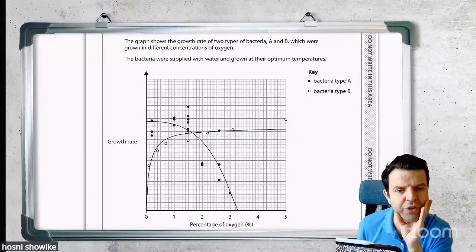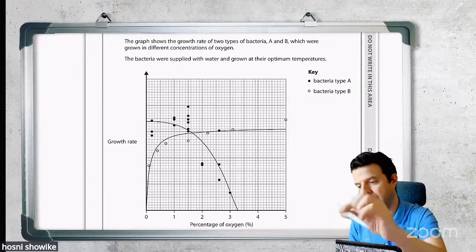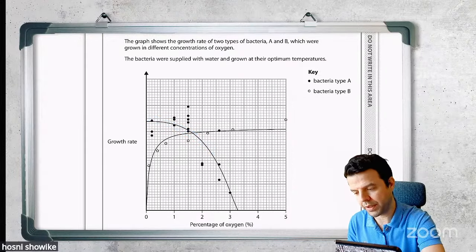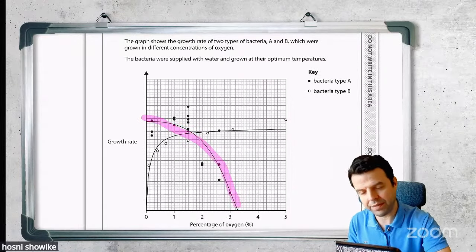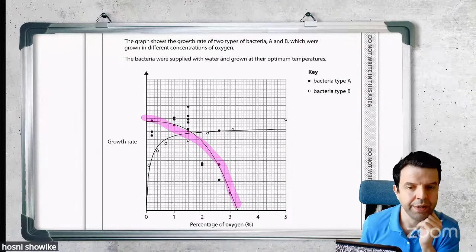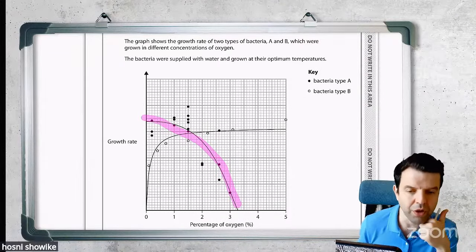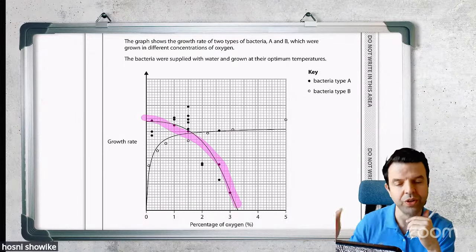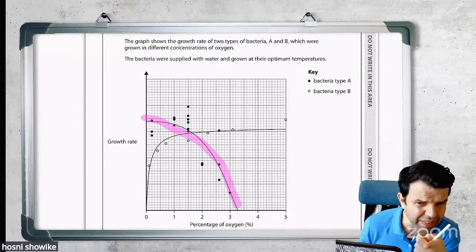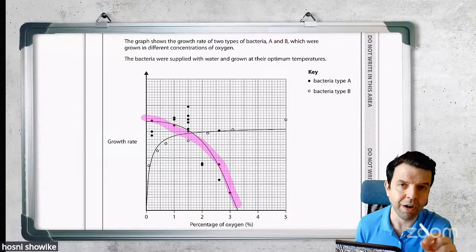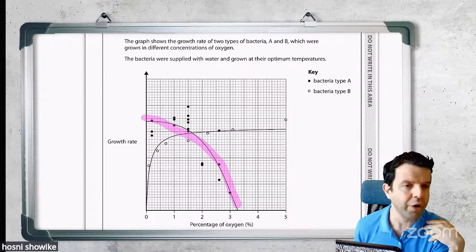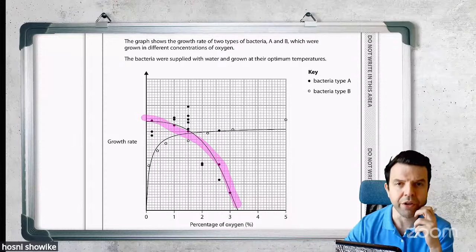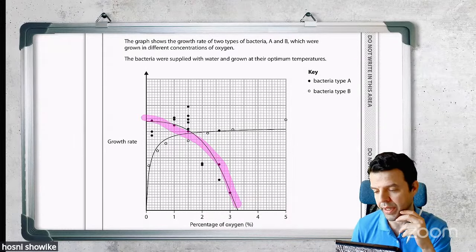Let's talk about bacteria A. I'm just going to make it pink. All right, so what's the relationship I have here? As the oxygen concentration increases, the growth rate is actually decreasing. So probably this bacteria doesn't really like oxygen. Usually we rely on oxygen for aerobic respiration. So probably bacteria A is anaerobic. It doesn't require any oxygen.